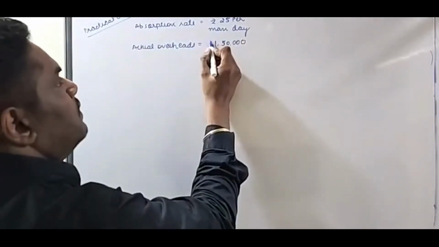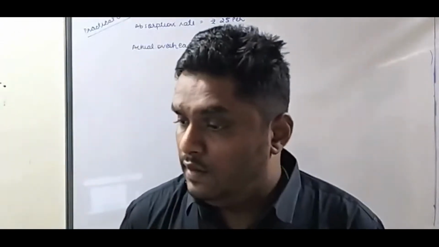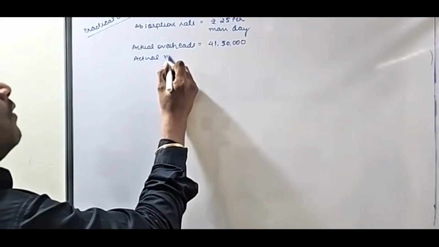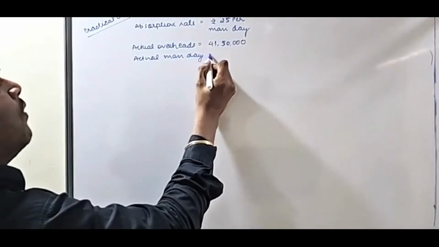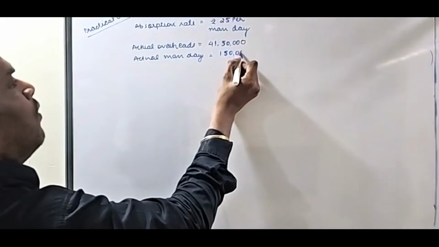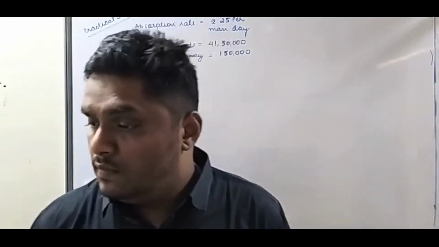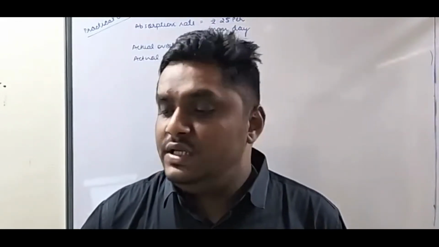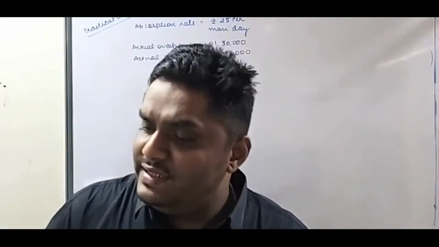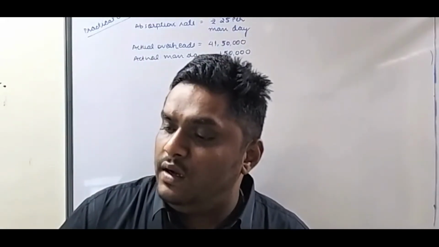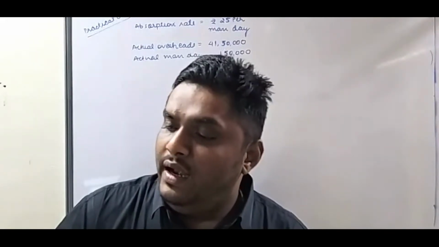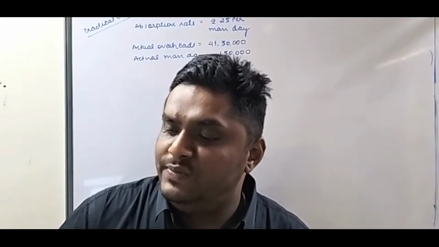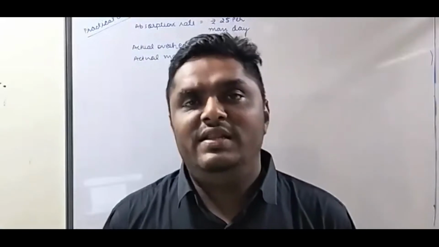41,50,000. And actual man days are also given. Out of 40,000 units produced, 30,000 were sold. So it means 10,000 units are still in stock. On analyzing the reason, it was found that 60% of the under-absorbed overheads were due to defective planning and rest were attributable to increase in overhead cost. Explain how would under-absorbed overheads be treated in cost account. So the question is clearly mentioning that there is an under-absorption still.